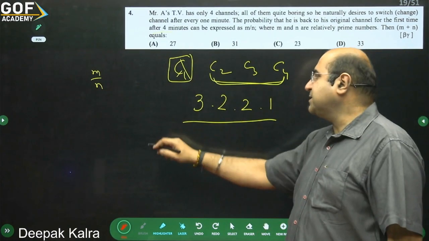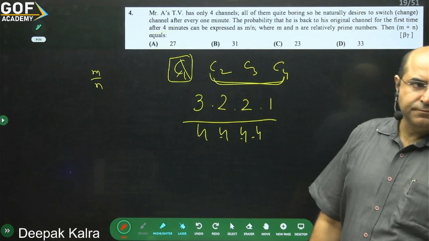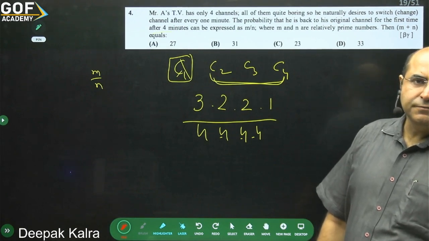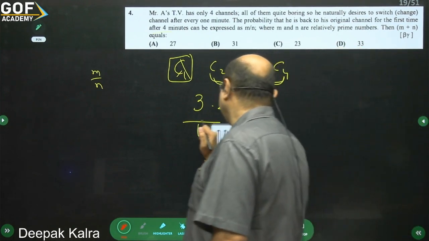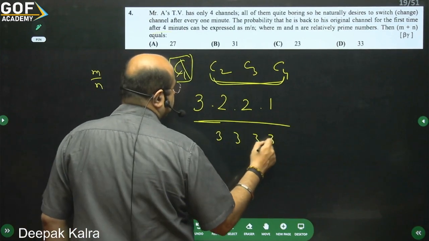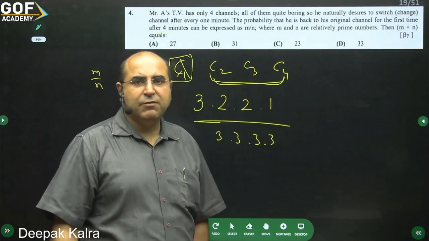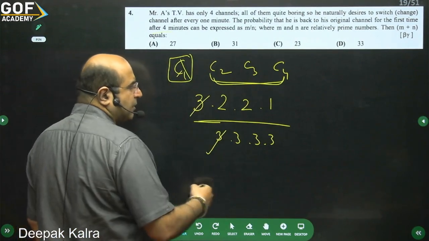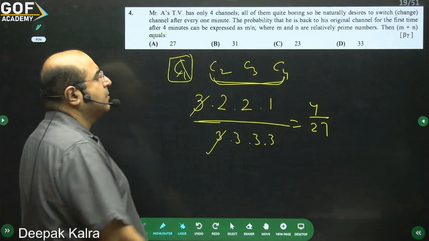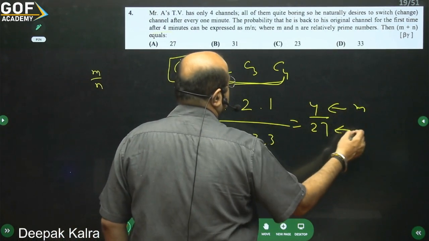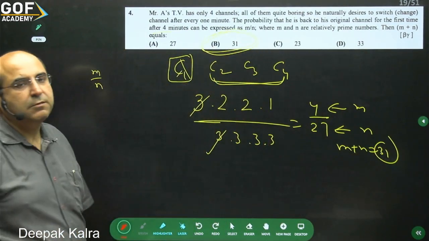What would be the sample space? He can switch to anyone. Am I clear? Or he has 3 choices only. Sorry, not 4. He has 3 choices only. Because he is standing at one channel, no? After that, he can move on to any of the channels. 1-3 goes. 4/27 is the answer of it. Both are relatively prime. 4 plus 1 is m, another is n. m plus n is 31. 31 is your answer. Am I clear?